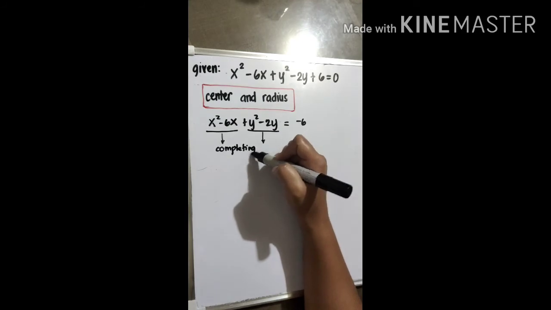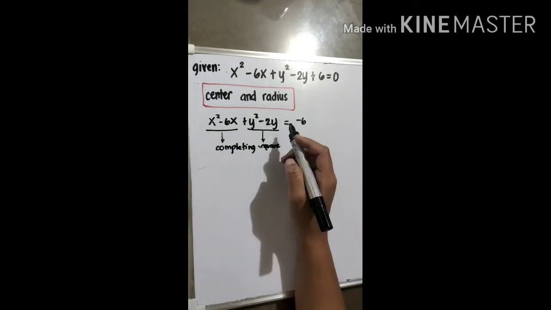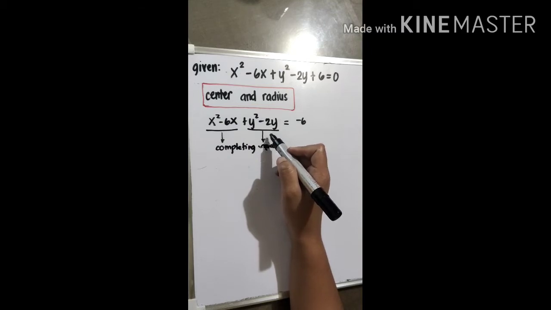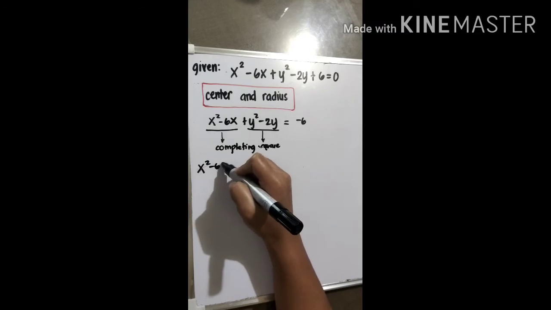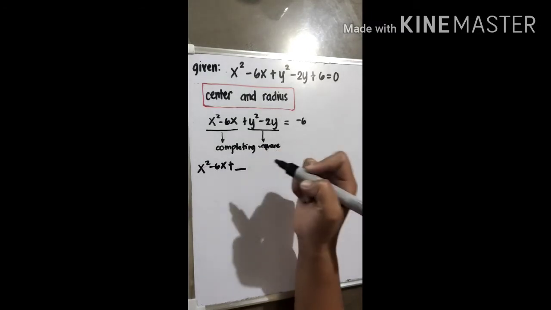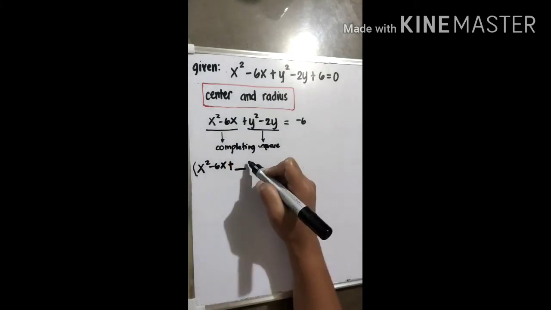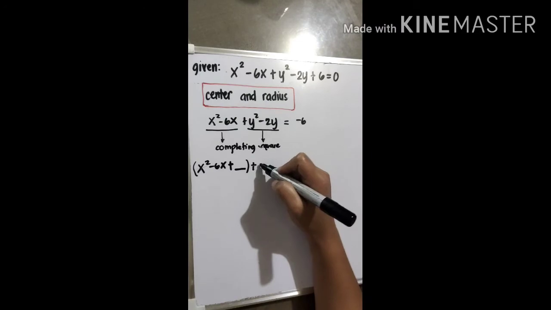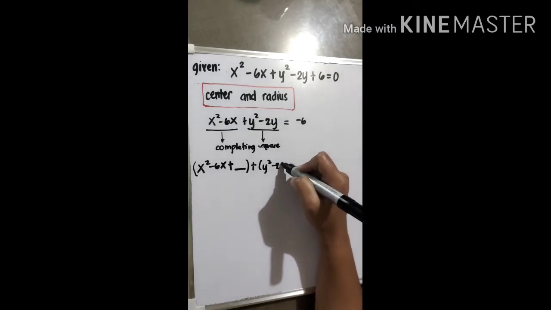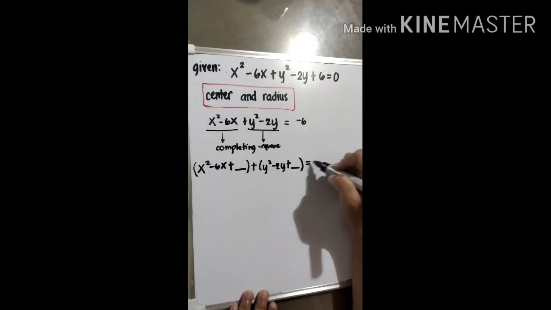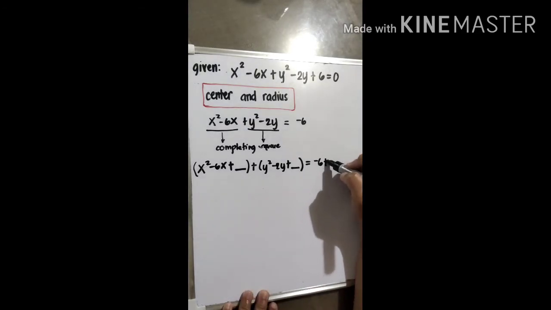So what's completing the square and why is it necessary? We will express this into perfect square trinomials. So what are perfect square trinomials? These are quadratics, which are the result of squaring binomials. Doing that, we have x squared minus 6x here, and then we have to look for the third term, which will make this a perfect square trinomial. So we have to group this, and we also have y squared minus 2y plus the third term which we are looking for. And we have here, of course, the negative 6 plus.